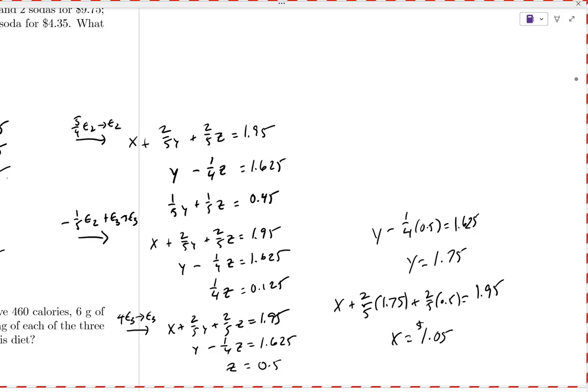Okay. So now you have the price for each, right? So your pizza costs how much? Yeah, $1.05. Your salad costs $1.75, and the soda costs 50 cents. Good. Putting your answer in context there.